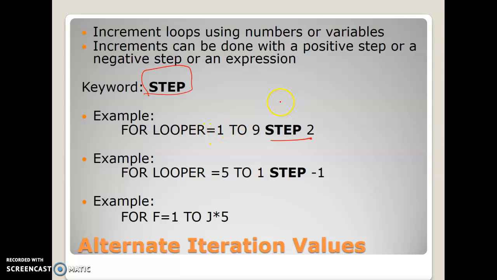So this one's going to start at 1, but then it's going to increment by 2. So it's going to go 1 to 3 to 5 to 7 to 9. So in this case, it's skipping every other number. I can ask it to decrement or go backwards if I want to. So this loop goes from 5 to 1, stepping by -1. So this one's going to work its way backwards from 5 to 1. I can also use a variable in there, letting the user decide, or, based on a certain value, how do I want it to execute? So whatever J value is, F is going to go from 1 to whatever that might be. So there are alternate ways in order for us to increment or decrement through our looping structure.